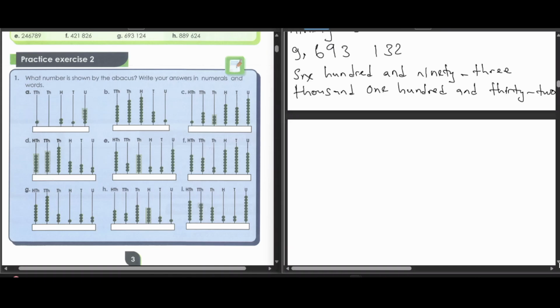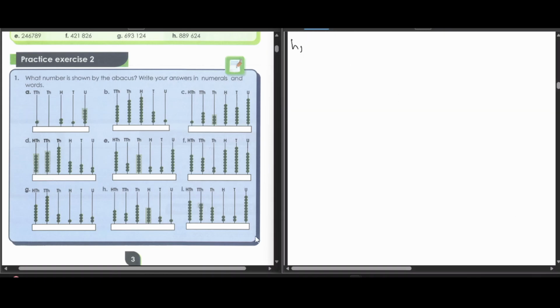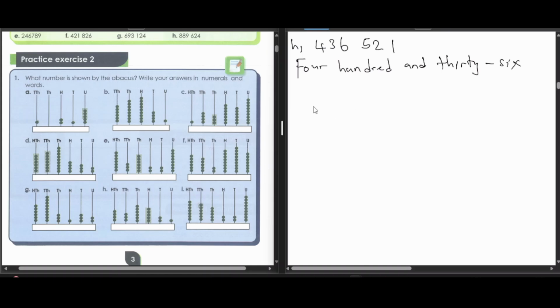Let us go HI. Saka H it's 1 2 3 4. Saka pengeri 4 3 1 2 3 4 5 6 then 1 2 3 4 5 2 apple 1 like that. 436,521. Saka ingerichi 436,521 like that. That's H.